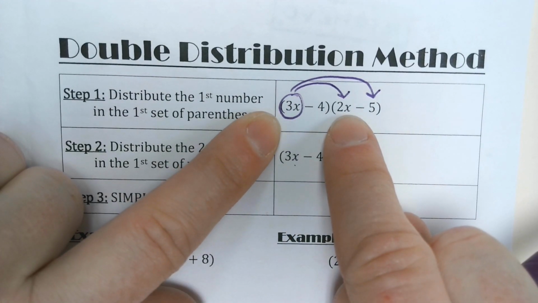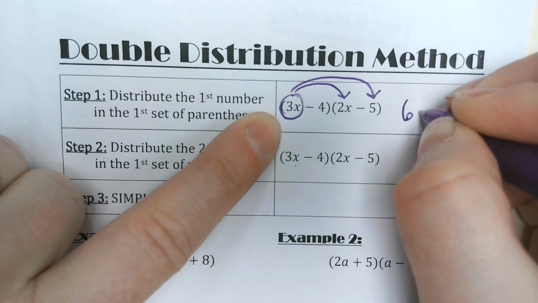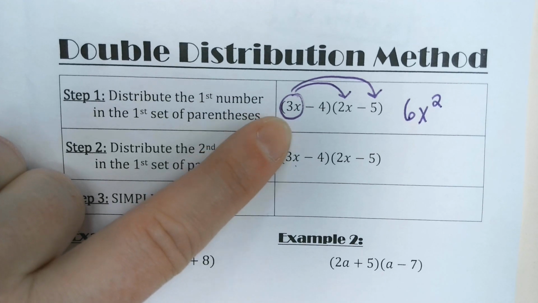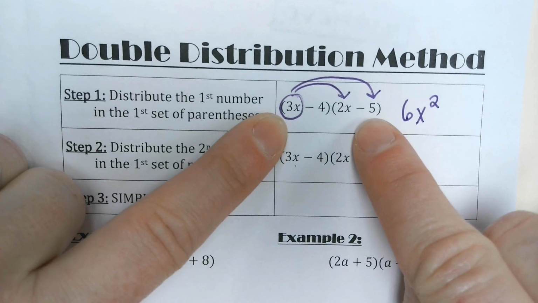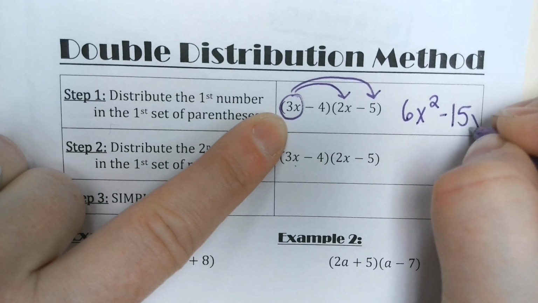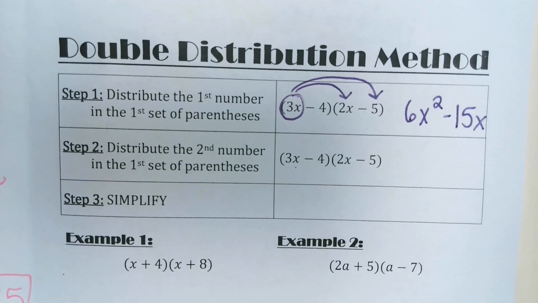3x times 2x is 6x squared. Then 3x times negative 5 is negative 15x. But it's not our final answer. Make sure you're with me.